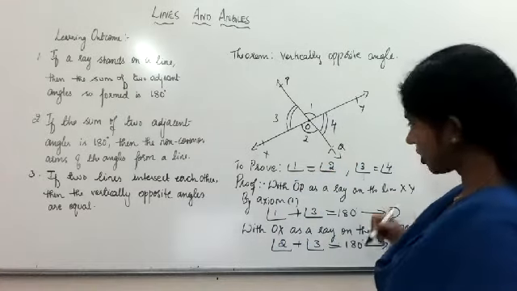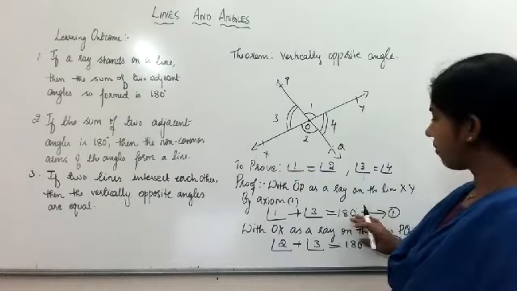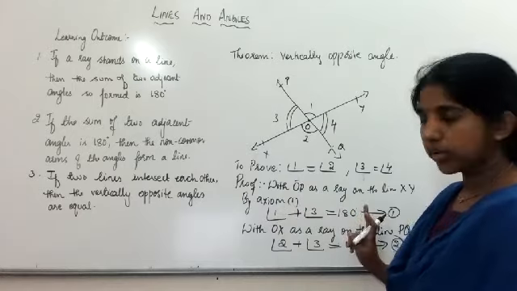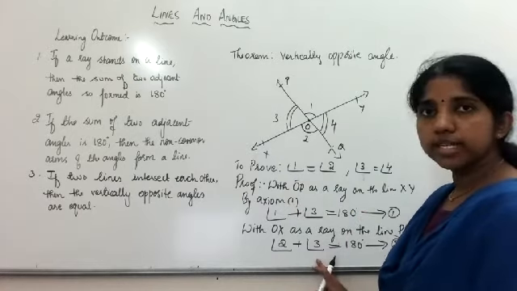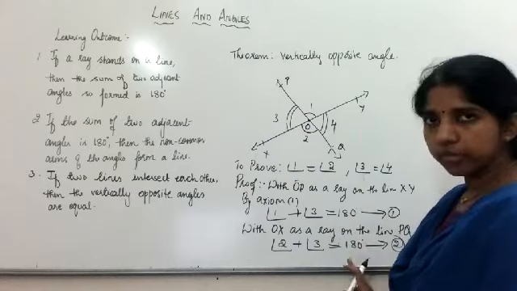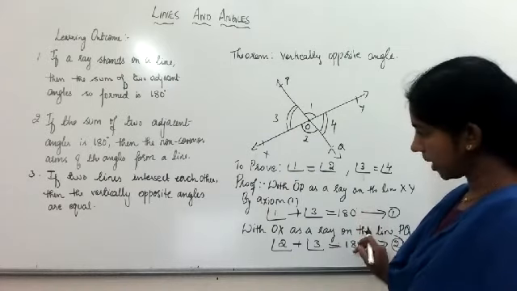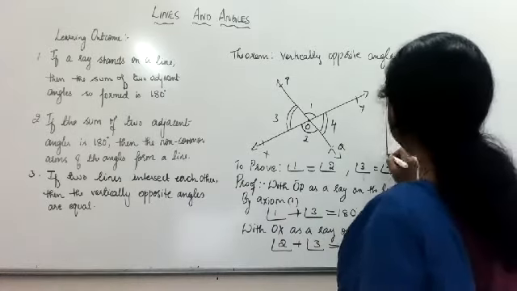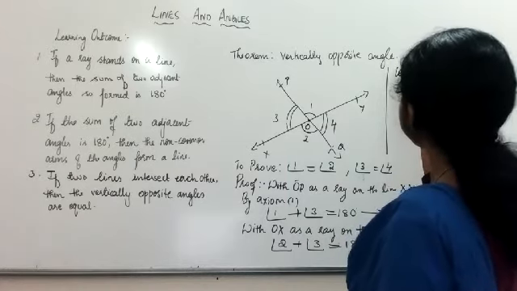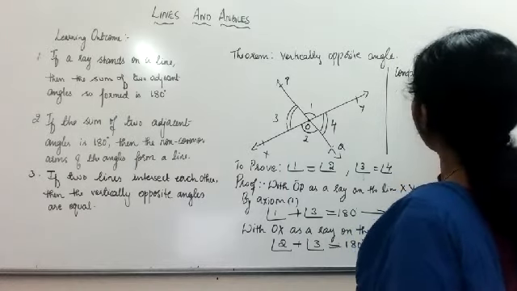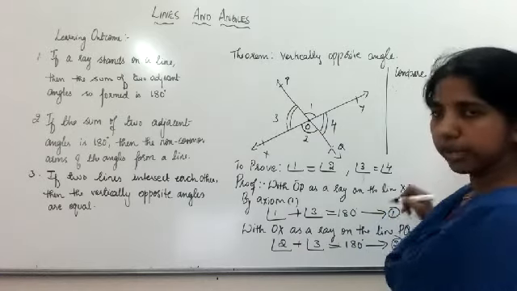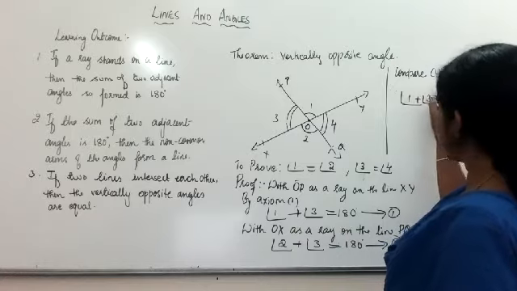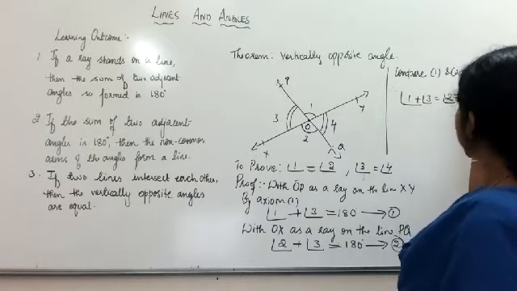Now look at your first observation and the second observation. From 1 and 2, you can see that angle 1 plus angle 3 is equal to 180 degree. Angle 2 plus angle 3 is equal to 180 degree. This sum is equal to 180 degree, and this sum is also equal to 180. So what can we say? We can compare 1 and 2 because their sums are equal. Therefore angle 1 plus angle 3 is equal to angle 2 plus angle 3.